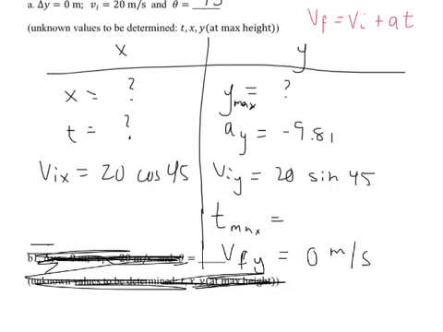So look at the top of the board. It's all in the y direction. So we should specify by putting little y's here. Okay, VF in the y direction, we just said, is 0.